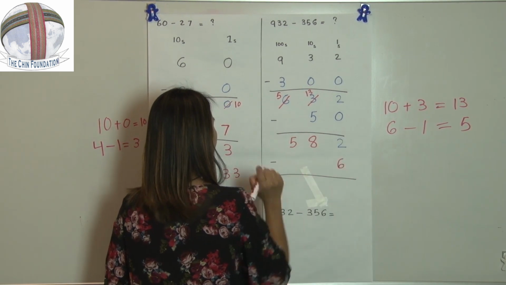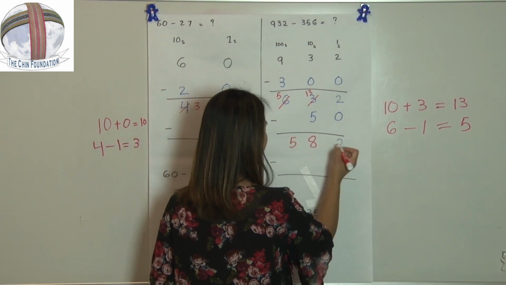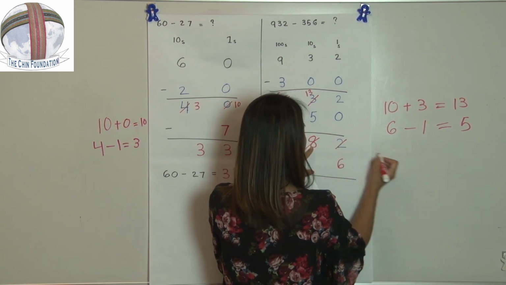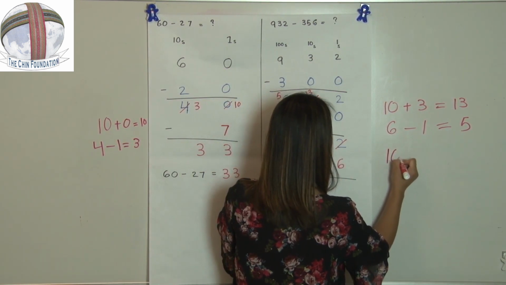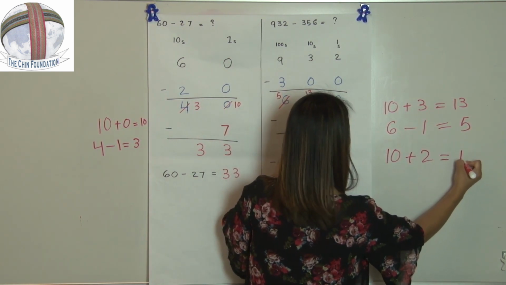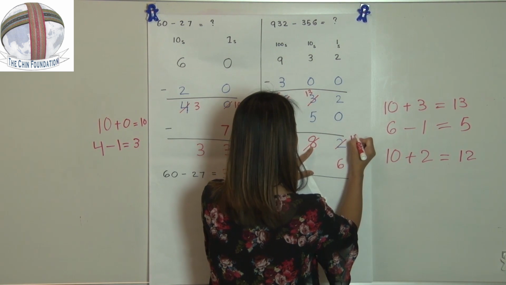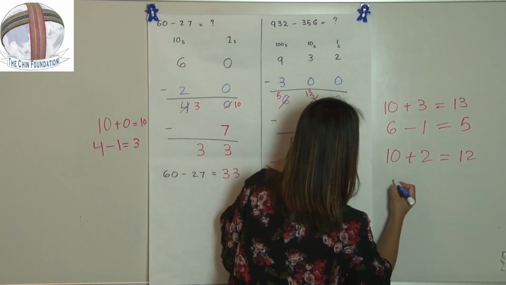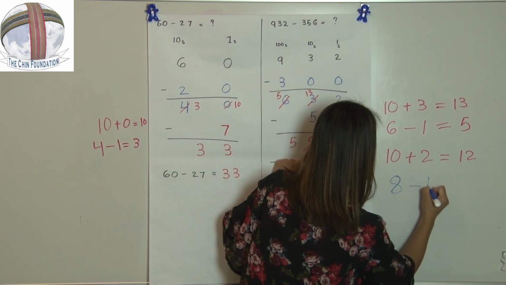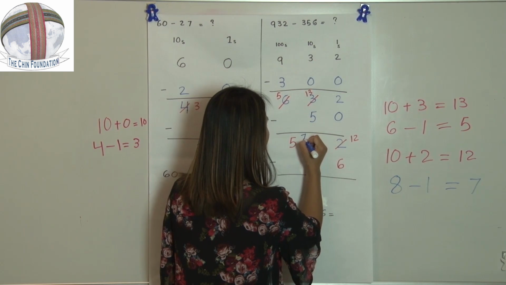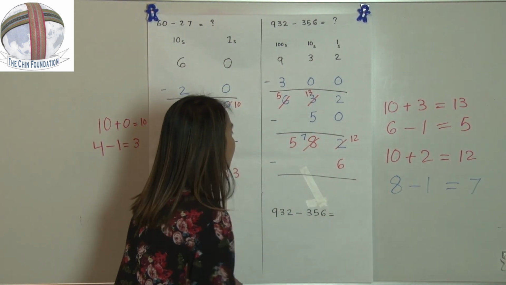Two can't take away six, so we need to borrow from the neighbor. Okay. So, eight gives two to 10 plus two equal 12. So the two becomes 12. And eight gives away one, that means minus. Eight minus one equals seven. So eight becomes seven. Okay.